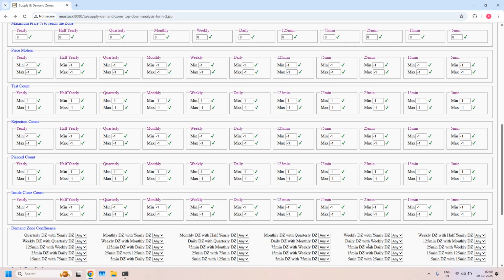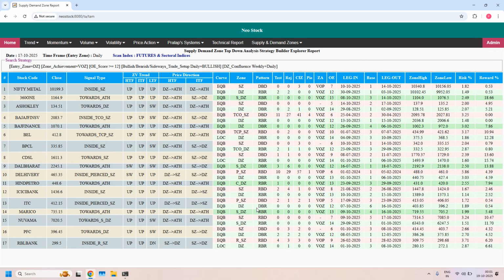So 2 steps are there. First step, daily and weekly demand zone confluence stocks let us filter first, and then we will apply EMA confluence. This is only daily and weekly demand zone support. 17 stocks are there, and all the zones are daily demand zones.